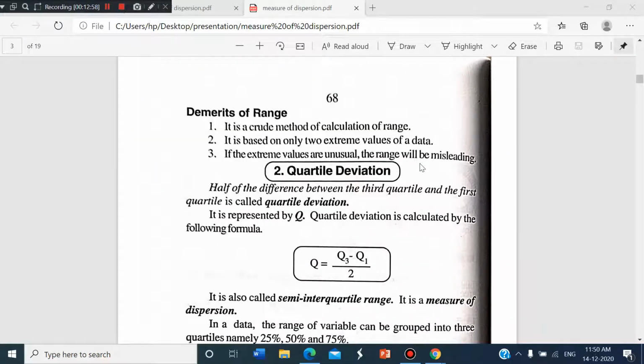There are some demerits also. It's a crude method of calculation. Only two extreme values are selected, the largest value as well as the smallest value. The values in between are neglected. If the extreme values are unusual sometimes, then the range will be misleading. This is about the range.